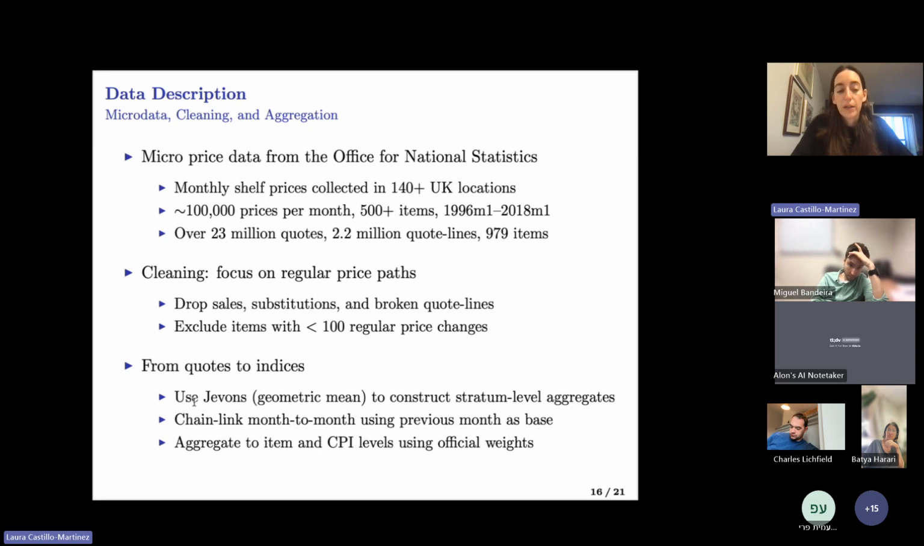We're going to first, and this is consistent with how the ONS uses the microprice data to generate the CPI inflation measure, use geometric means to construct aggregates at the stratum level, and then we're going to be using chain link month to month to aggregate things to the item. Once we have the item level, remember that's where we're going to be estimating our model, especially the parameters to be equal across a given item. Then we can aggregate using official weights to have an aggregate CPI or an aggregate inflation level, which is in the end what we're interested in.